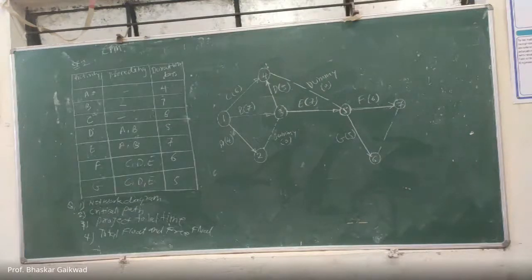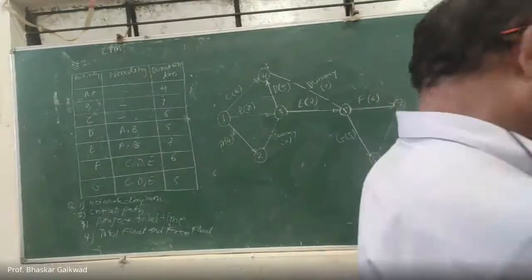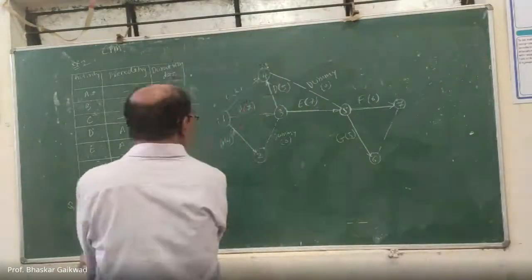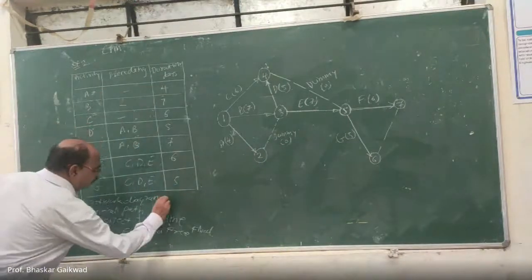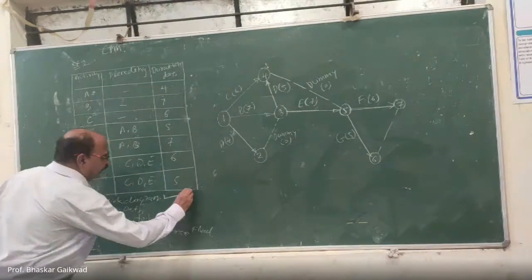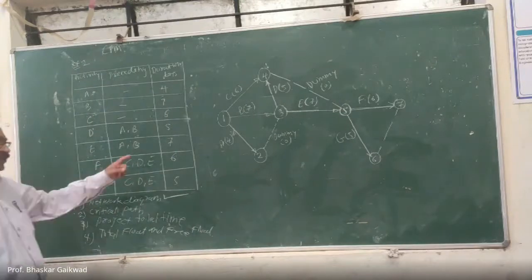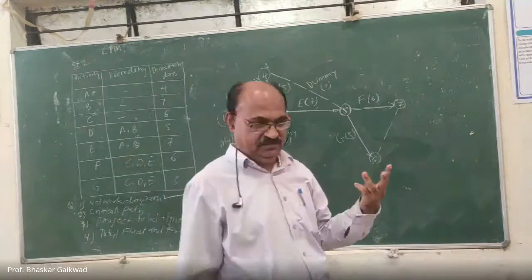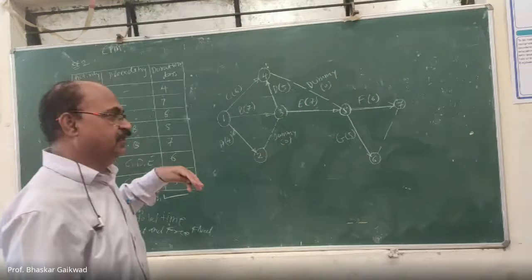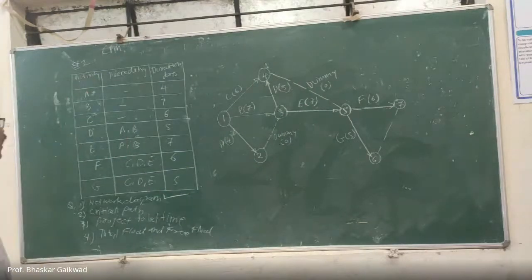Does anybody have any problems up to here? No problem, sir. Okay. Now, what is this part? This part is the network diagram. If you draw this network diagram, you will get 3 marks. So a marking system like this will be there.